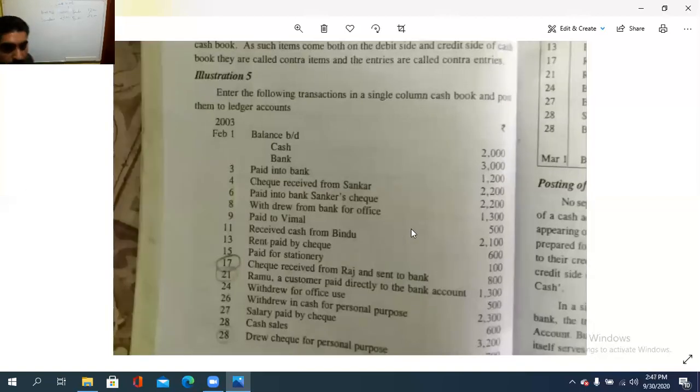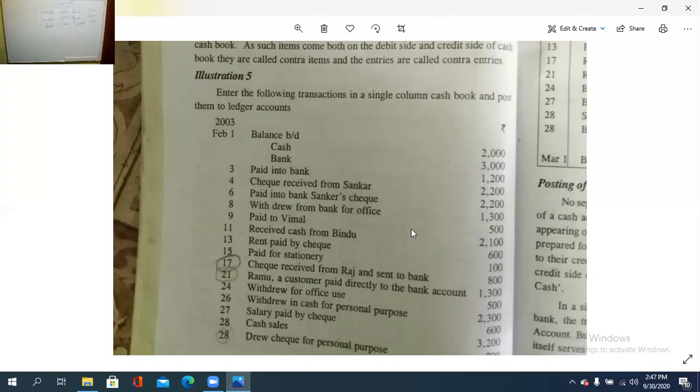Then withdrew from bank for office use. Office purpose വേണ്ടിയിട്ട് എന്ത് ചെയ്തു? ബാങ്കിൽ നിന്ന് വിഡ്രോവൽ നടത്തി. അപ്പൊ വിഡ്രോ ചെയ്യുമ്പോൾ എന്താ എൻട്രി? ക്യാഷ് അക്കൗണ്ട് ഡെറ്റർ ടു ബാങ്ക്. So bank here, how much is it? 1,300. Then paid to Vimal. Vimalne കൊടുത്തു. So Vimal debtor to cash, isn't it? So here Vimal, how much? 500.